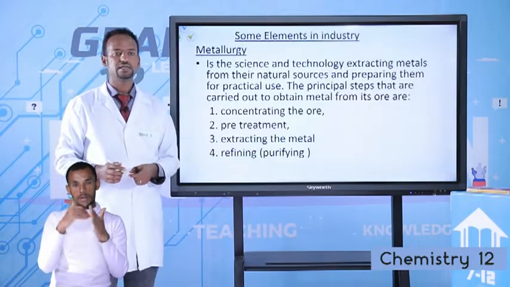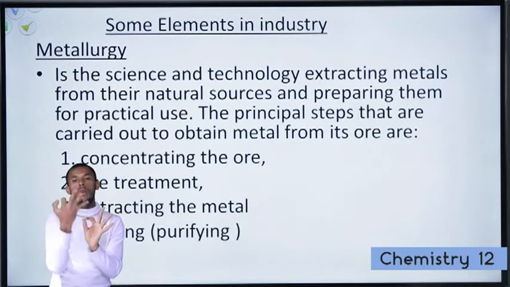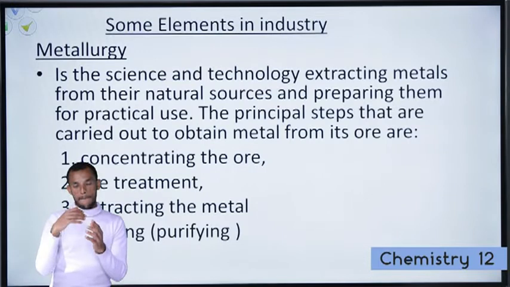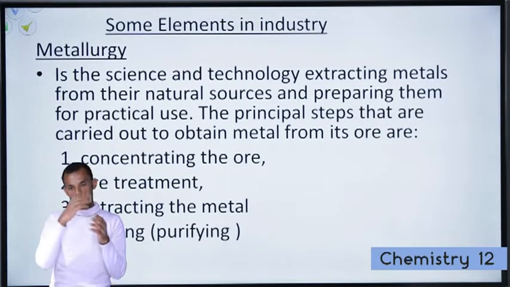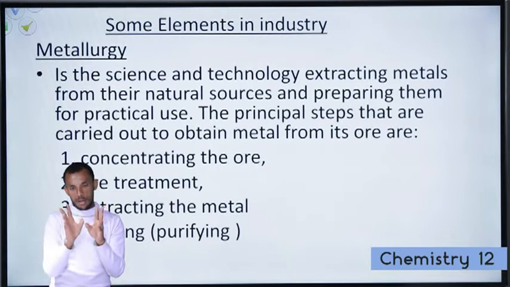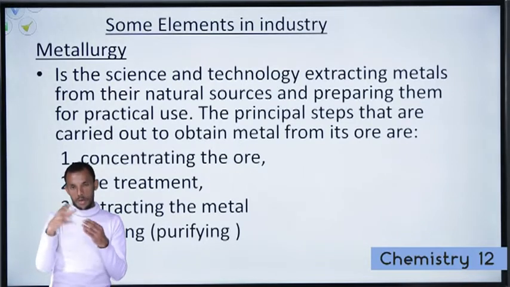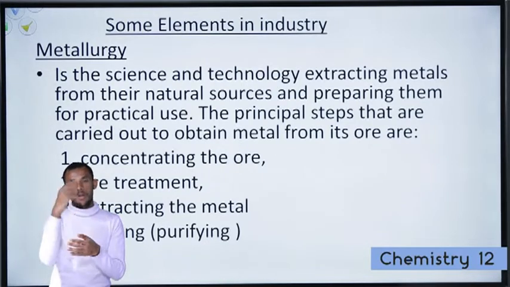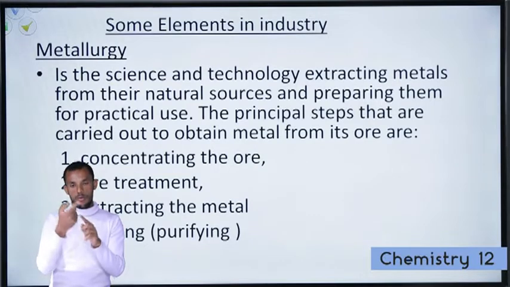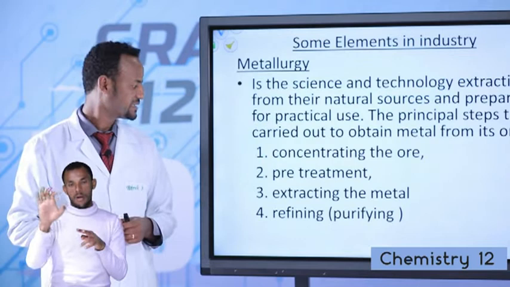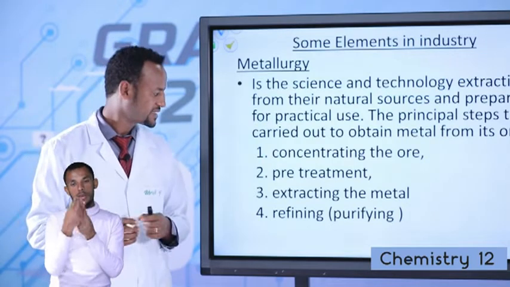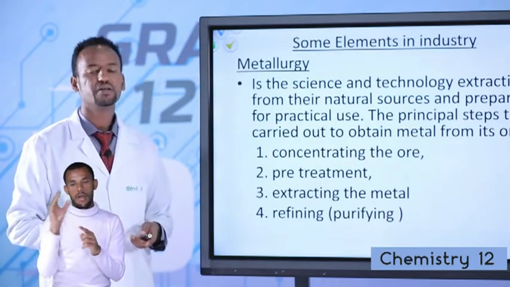Some elements in industry. Metallurgy. Metallurgy is the science and technology of extracting metals from their natural sources and preparing them for practical use. The principal steps carried out to obtain metal from its ore are concentrating the ore, pretreatment, extracting the metal, and refining.